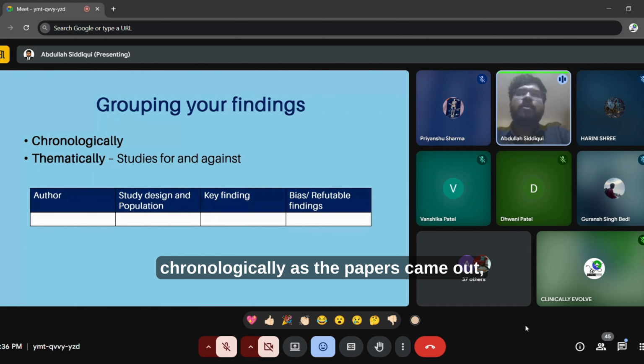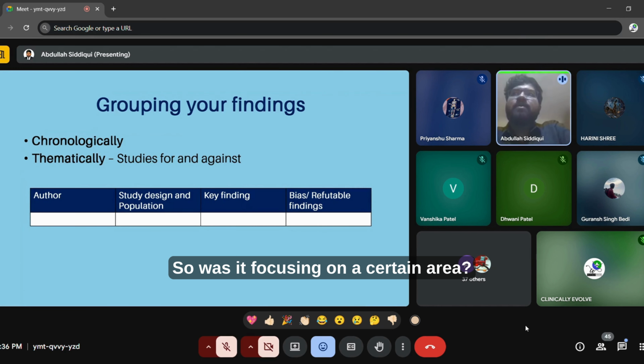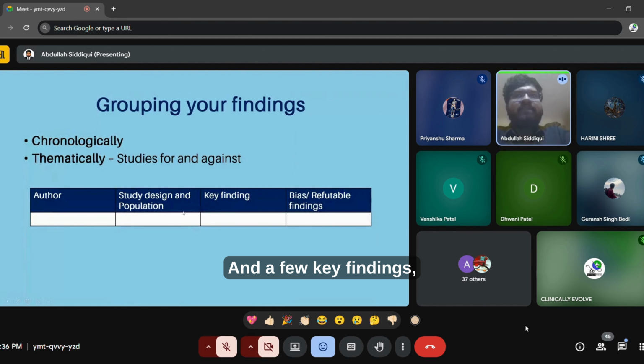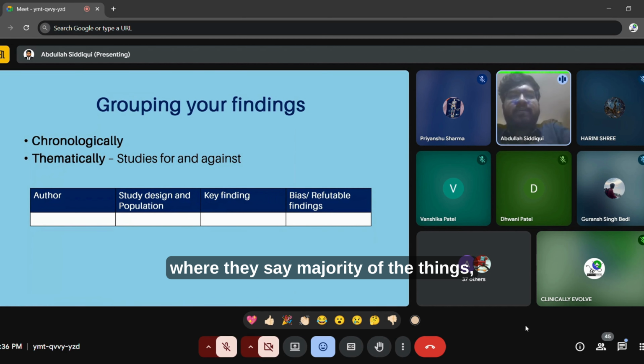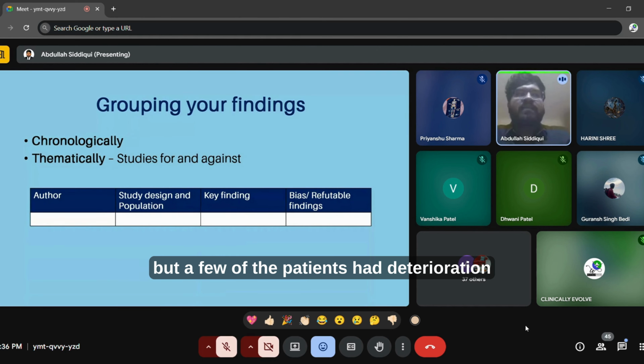So you can either group them chronologically as the papers came out, or you can group them by the theme of the paper. Was it focusing on a certain area? Was it for the findings? Was it against the findings? And a basic summary table comprises the author name, the study design, the population, and a few key findings. And if there were any minority findings in the studies, where they say the majority of the time the Parkinson's patients improved, but a few of the patients had deterioration or had complications, you also write that.